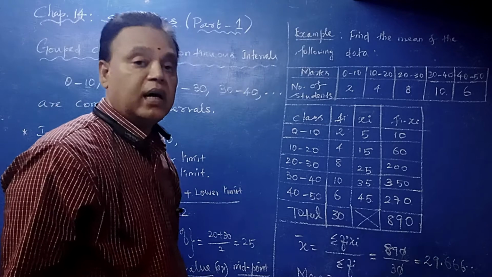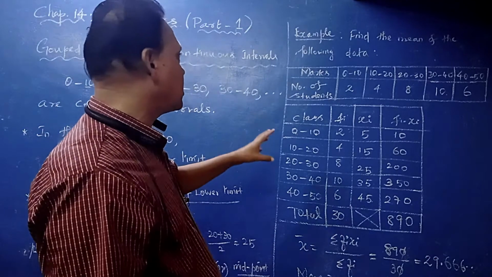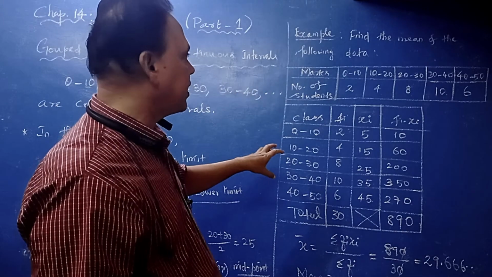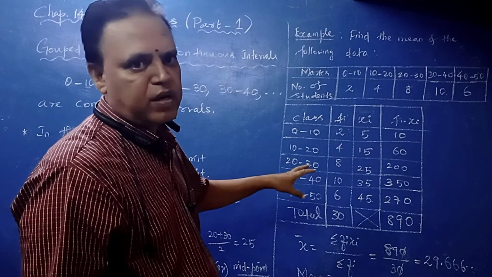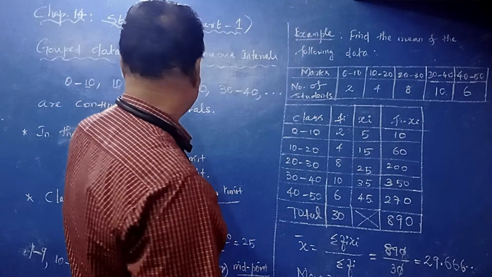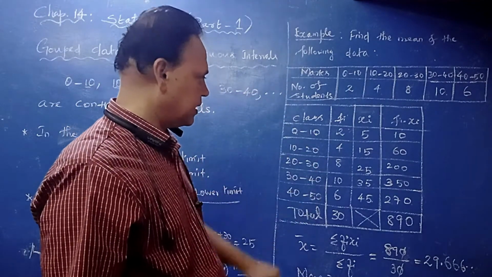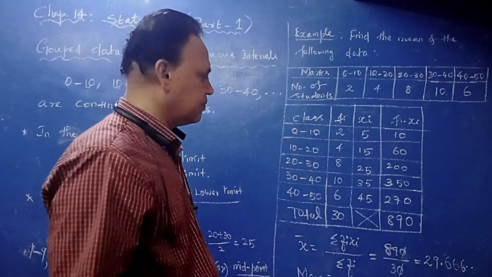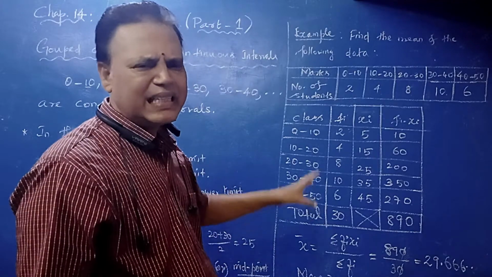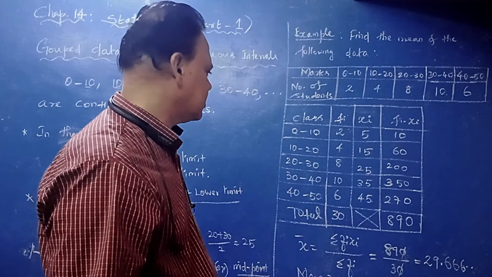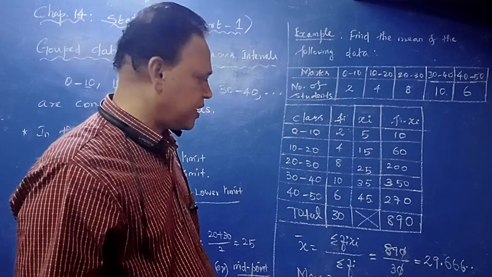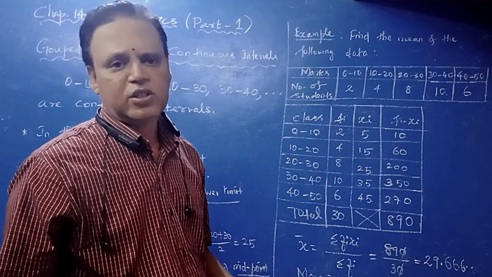Understand, very simple. This is called the mean of grouped data for a continuous interval. How to calculate the mean for a continuous interval? Like this problem only you will get in the exams. Even in 9th class you might have studied this one, just to recall that.